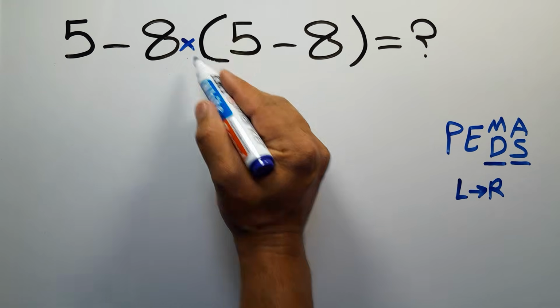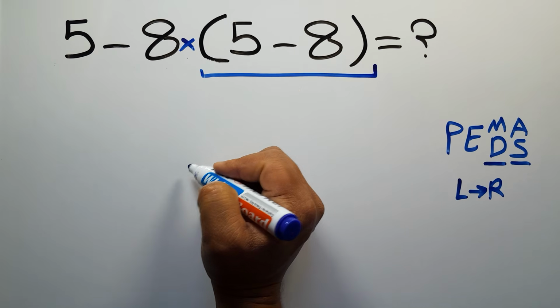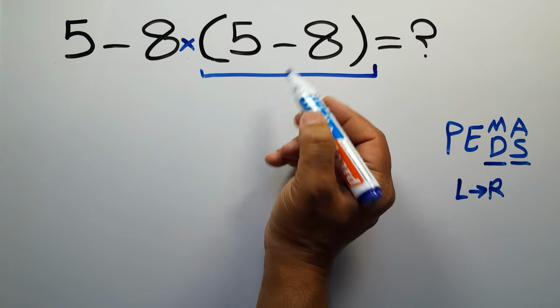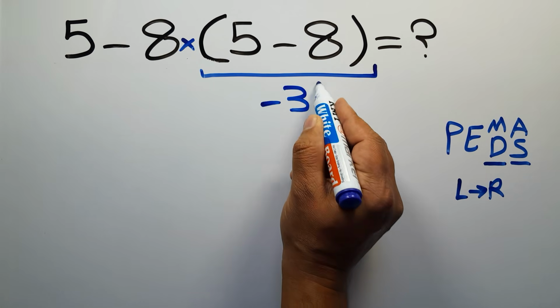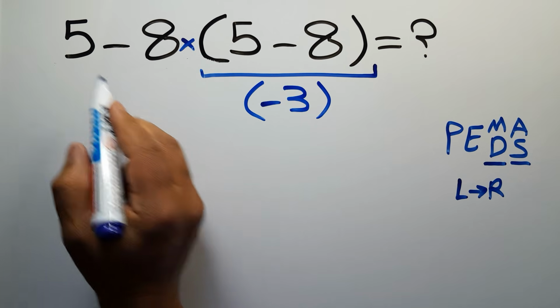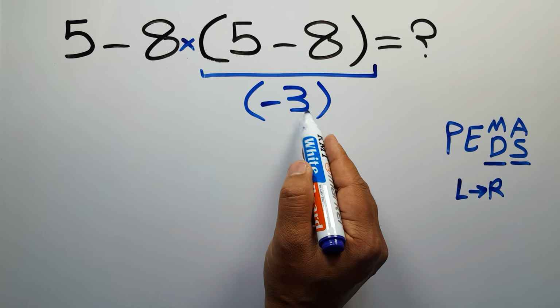So first we have to do this parentheses. Inside this parentheses we have 5 minus 8, which equals negative 3. So we have 5 minus 8, then times negative 3.